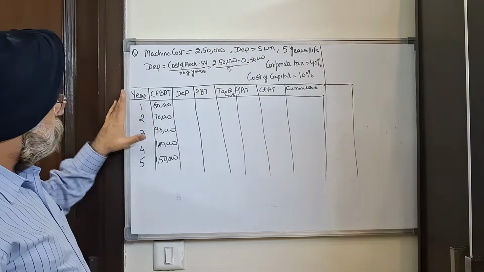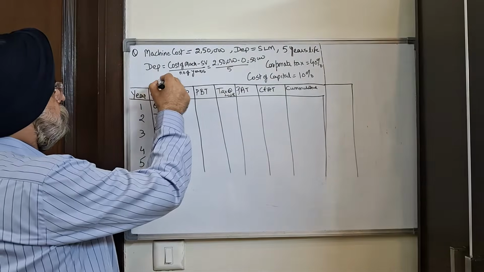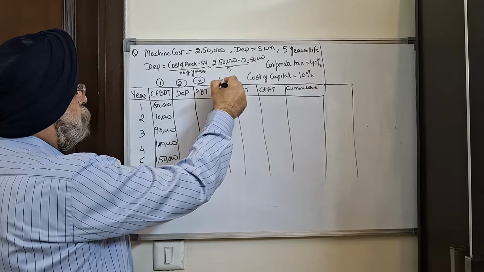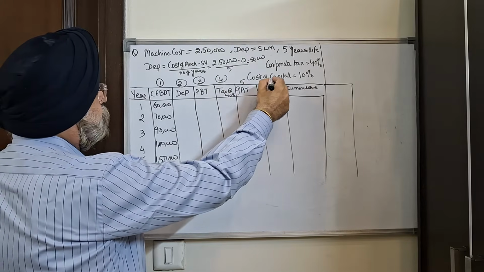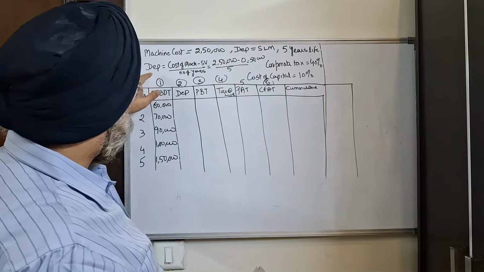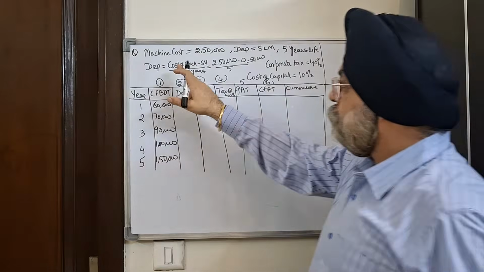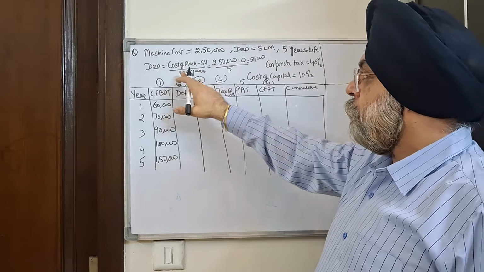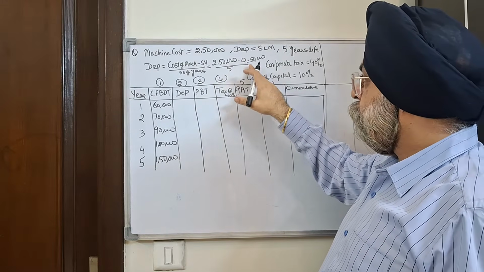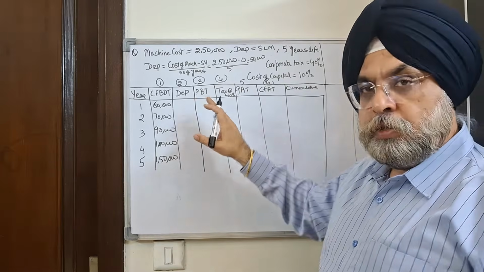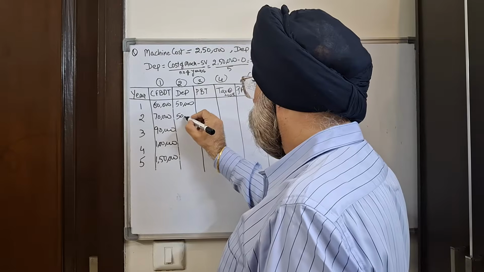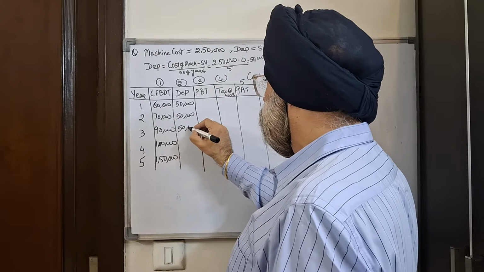Now this is the format. This is column number 1, column number 2, 3, 4, 5, 6. So first we have to calculate the depreciation. The formula for calculating depreciation is cost of machinery minus salvage value upon number of years: 2,50,000 minus 0 divided by 5, which is 50,000. So 50,000 is the depreciation. So we will put 50,000 here for all the years, since it is the straight line method of depreciation.